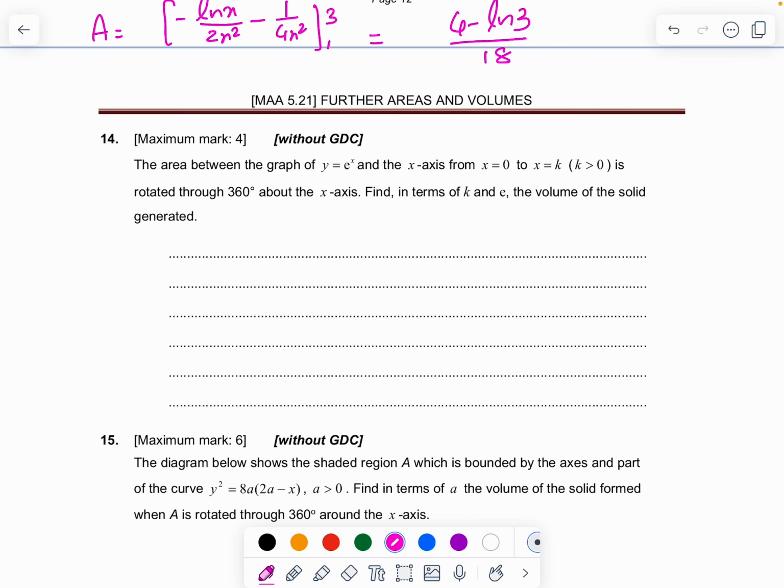Question number 14. Volume equals pi integral 0 to k of e to the power of 2x dx. So which is pi by 2 times e to the power of 2x from 0 to k. So which is pi by 2 times (e to the power of 2k minus 1).